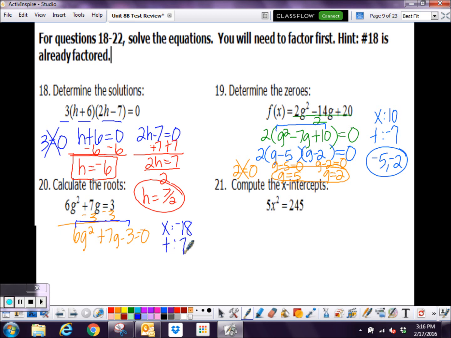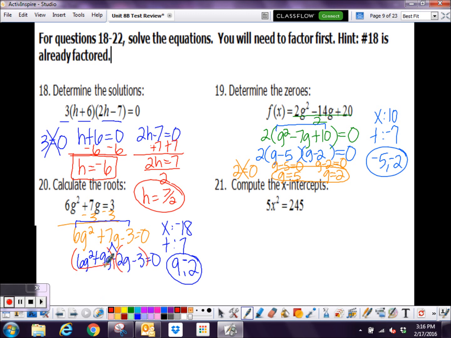So my 2 factors here are going to be 9 and negative 2. Okay, we cannot do the shortcut because we have a 6 in front. So I have to break this 7g down into a positive 9g and a minus 2g. Bring your first term down, bring your last term down. And now we group.